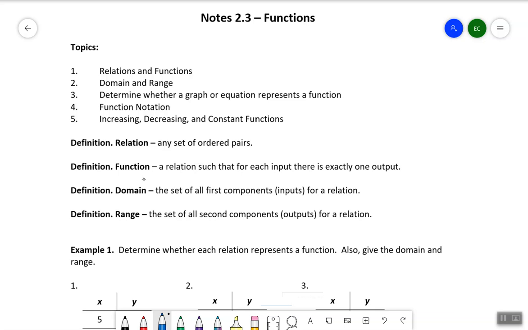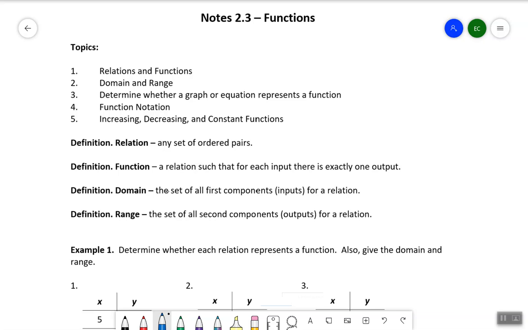And then a function is a special type of relation where each input has exactly one output. Each input has exactly one output. You have to be real careful with this definition. Sometimes students try to put that into their own words. They change the words just a little bit and it changes the meaning. So this is a very precise statement and probably a good one just to memorize. It's a fundamental definition for this course. Okay, so we want to be able to recognize what a function is.